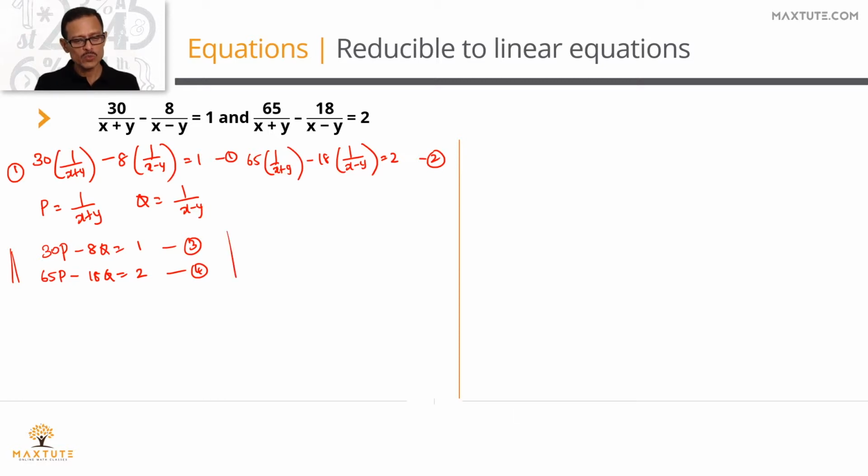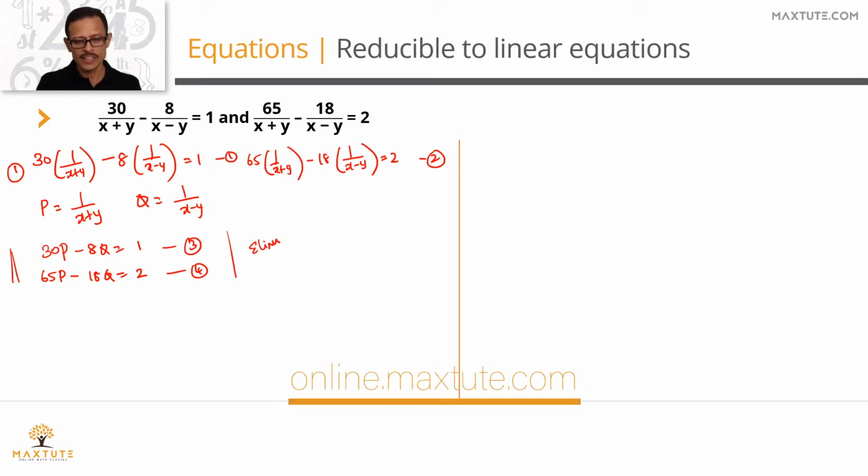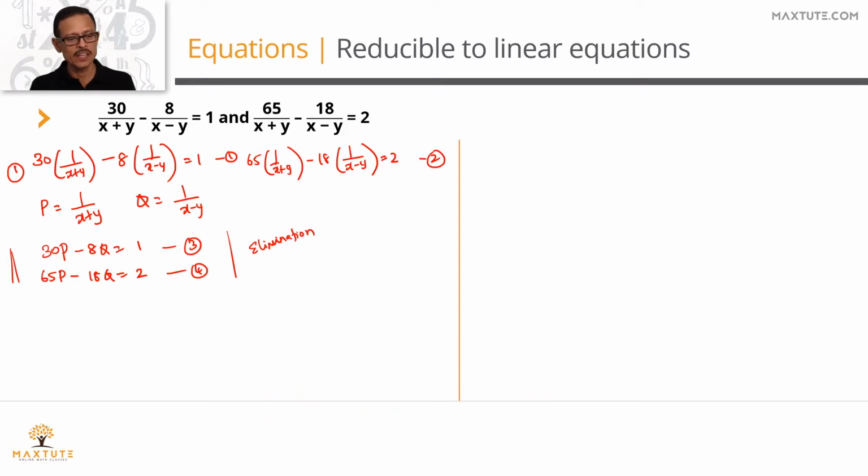We'll use one of the three methods. I'm choosing to use the elimination method, which is a very efficient way of finding the values of these two variables. So step 2, we're going to be solving these two equations to find the values of p and q. To do the elimination method, we need to equate the coefficients of either p or q in both the equations. Let's equate the coefficients of q in both these equations. We find the coefficient of q to be minus 8 and minus 18.